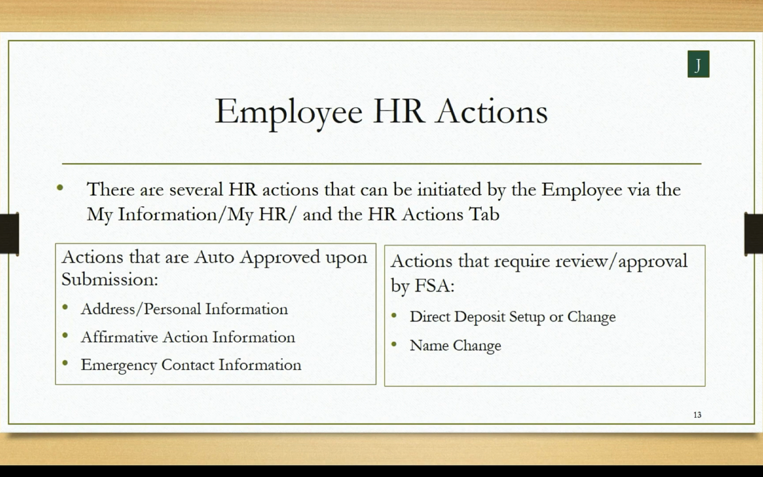So let's talk about employee HR actions. There are several HR actions that can be initiated by you, the employee, via My Information, My HR, and the HR Actions tab. These include updating of address and personal information, updating your affirmative action requests if you so desire, updating emergency contact information. All three of these actions are auto-approved once you submit them, and Kronos is updated automatically. There are actions that you can initiate but require approval by the FSA. These include direct deposit setup or changes and name changes. So let's look at where we can find that now.